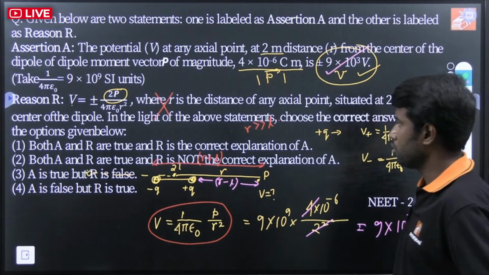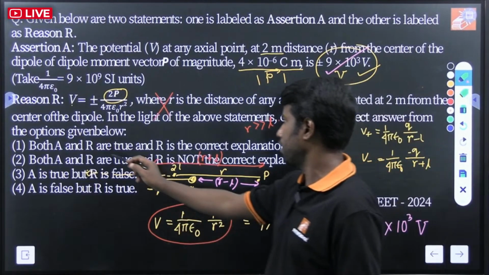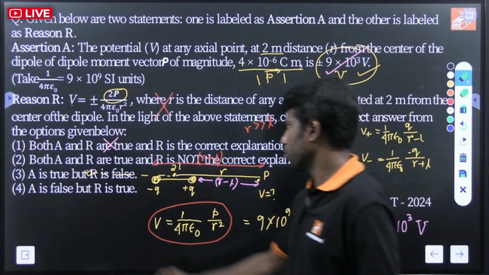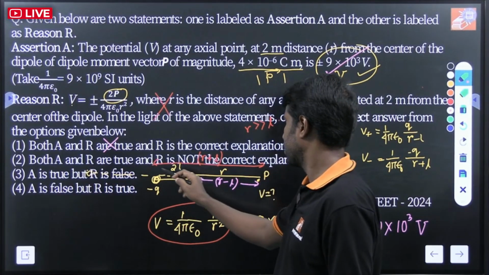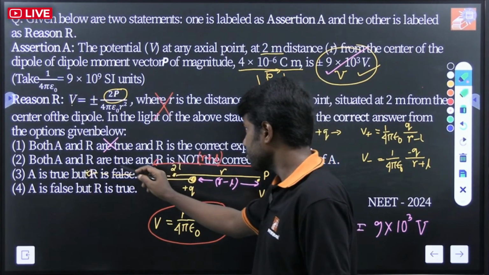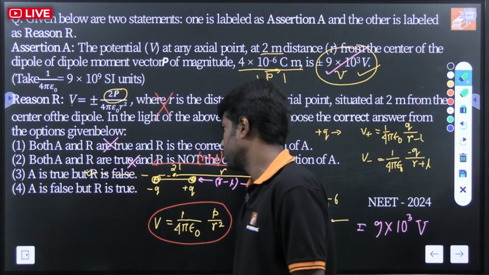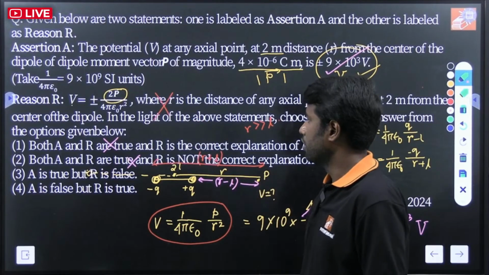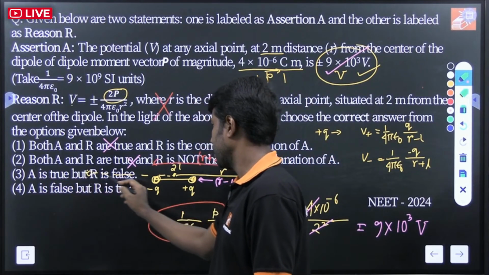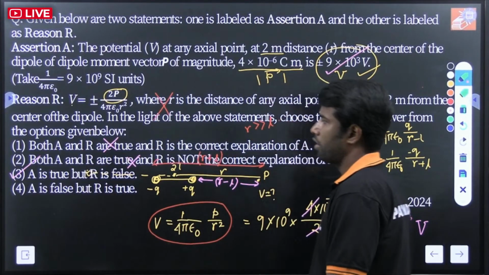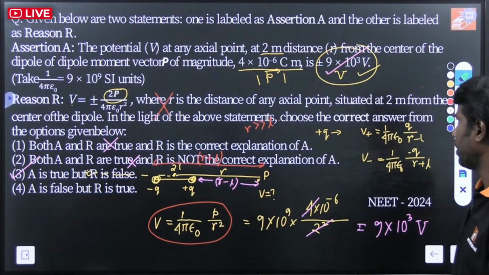So we have to choose the right option. Both A and R are true? This one is wrong. A is true but R is false. This one is also false because the formula is incorrect here. So A is true but R is false. This one is the right answer. So the third option will be the right answer.